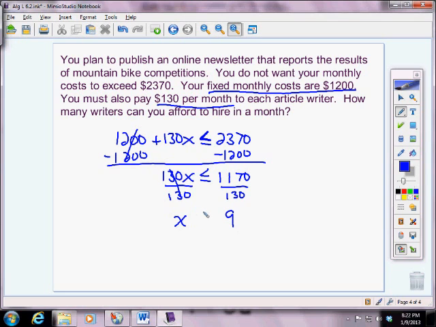Before I bring down my inequality, did I multiply or divide by a negative number? No, I divided by a positive number. So I can bring my inequality straight down. So that's great. x is less than or equal to 9. What does that mean? Make sure you answer the question up here. How many writers can you afford to hire in a month? 9 or fewer, 9 or less. Because that inequality means the numbers can be less than 9 or equal to it. So I can hire up to 9, but it's okay if I hire fewer, because I want it not to exceed 2,370.